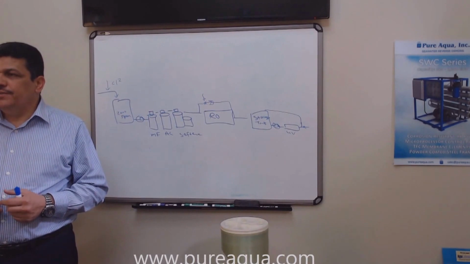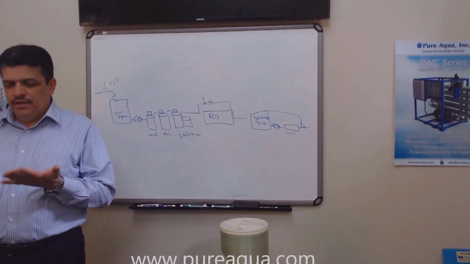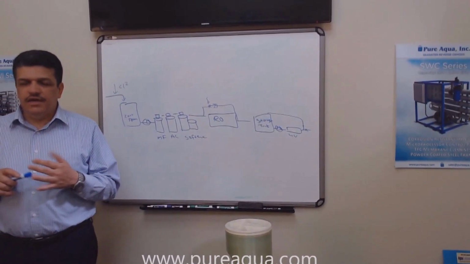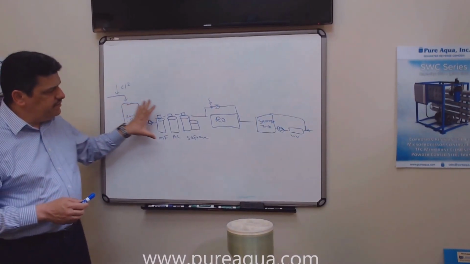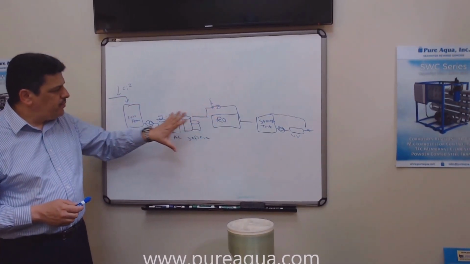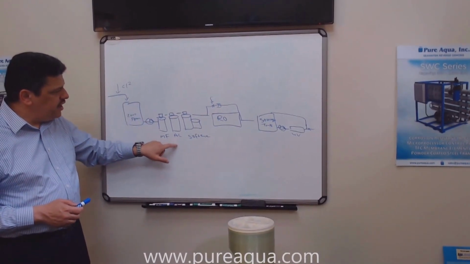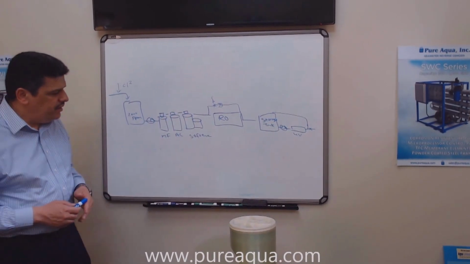So now we're going to talk about filtration, and this is a very good subject because filtration is a good pre-treatment for the reverse osmosis. So we want to talk about multimedia filters, and then we're going to talk about the green sand filters and carbon filters. So this is the simple flow diagram that we showed before. So we're going to take the media filter, the carbon filter, and we're going to talk briefly about the green sand filter.